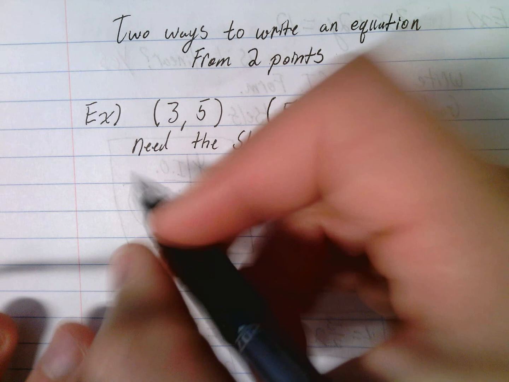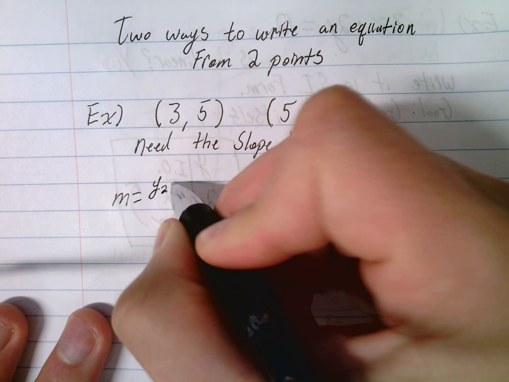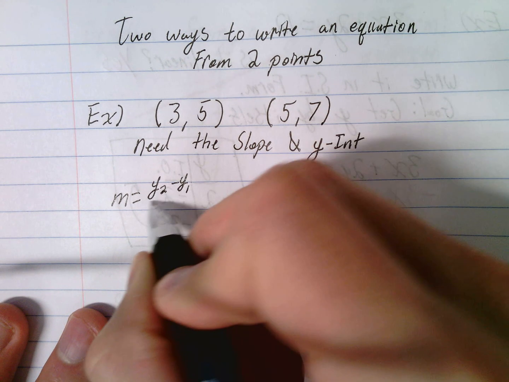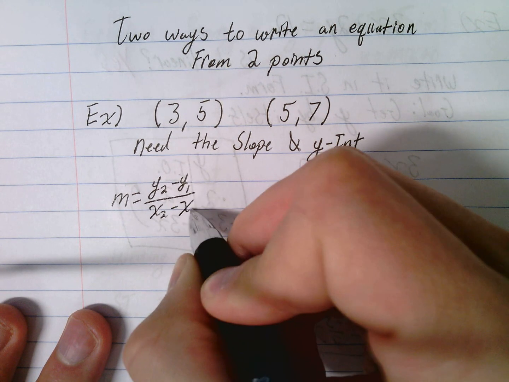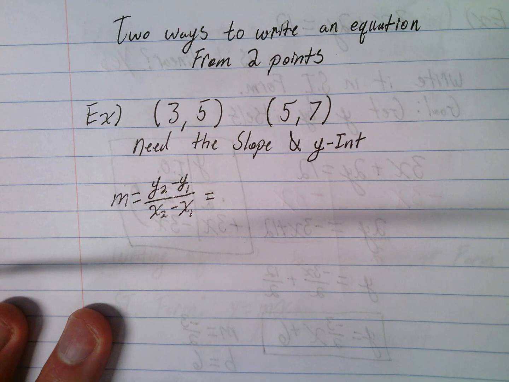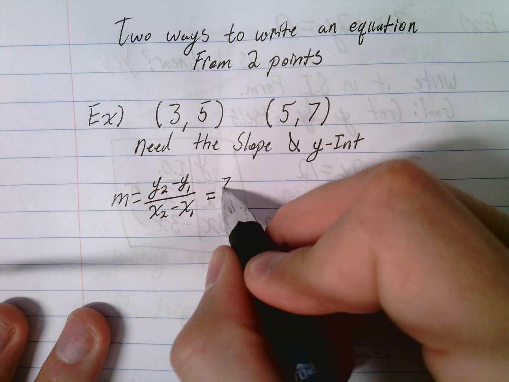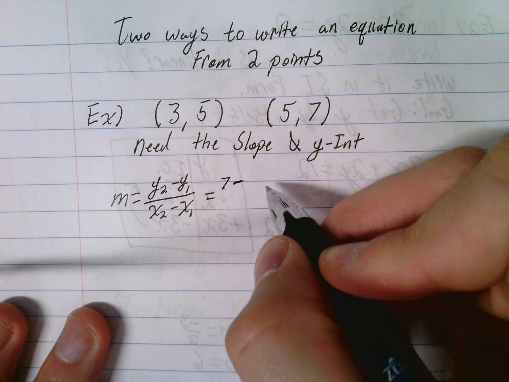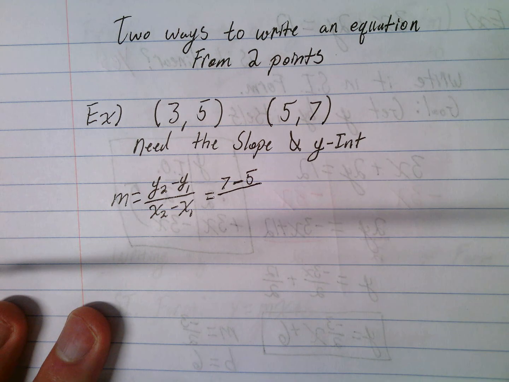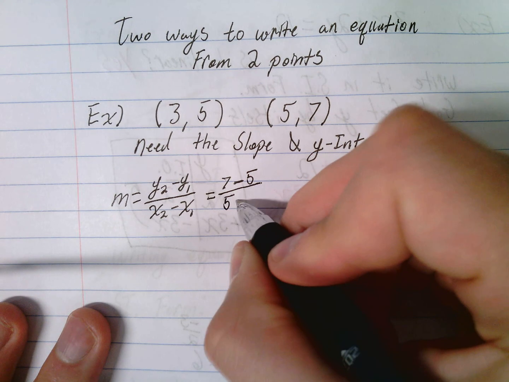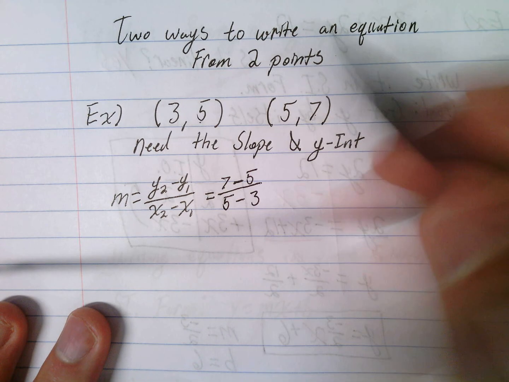Yeah, I'm going to use this slope formula, which is y2 minus y1 over x2 minus x1. So let's find the slope first. What's my y2? 7. What's my y1? 5. What's my x2? 5. What's my x1? And 3. So 7, 5, 5, 3.